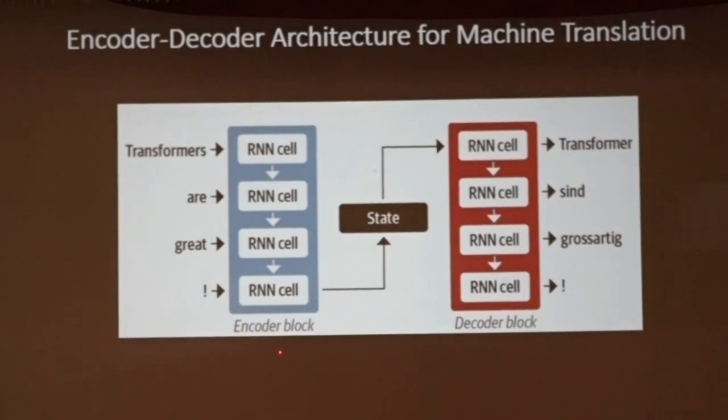Just have a look at it. What is the decoder block input? The output of the encoder block is a single state information which is given to the decoder block. Even though it is processing the entire sentence in a sequential order, finally from the encoder to the decoder, what is going is single state information. It is nothing but a compressed representation of the entire sequence.